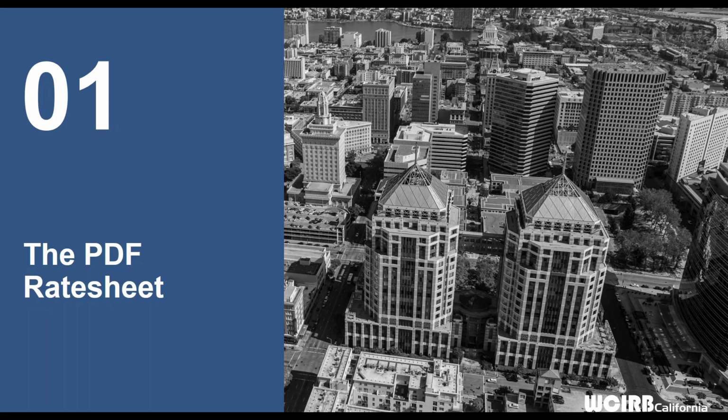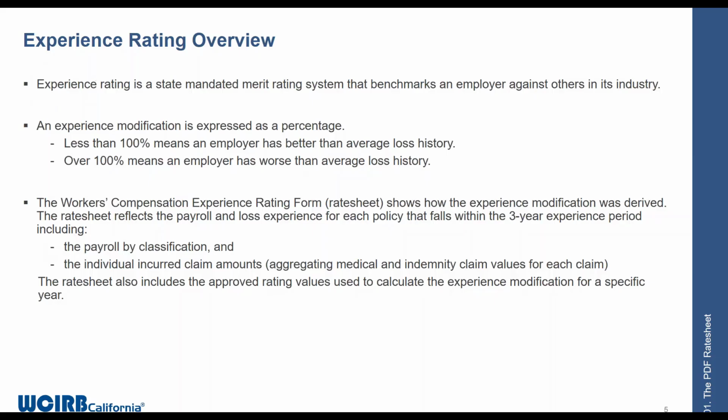We're going to start off and talk about the rate sheet itself. But before we do that, let's revisit an overview of what experience rating is. It is a state-mandated merit rating system that attempts to benchmark an employer against others in their industry. We're going to produce an experience modification, or comparison of how this particular employer's loss experience compares to that of the industry to which they're associated, so that if you have an experience mod of less than 100%, you're doing better than the industry average. An experience modification of over 100% means the employer has a little bit worse experience than the average loss history for their industry.